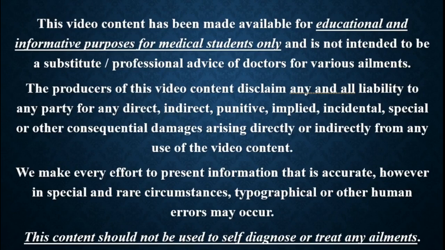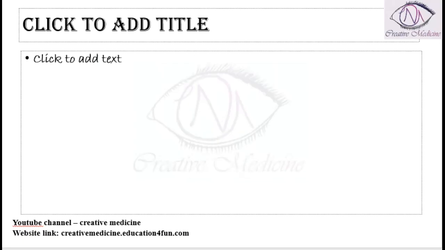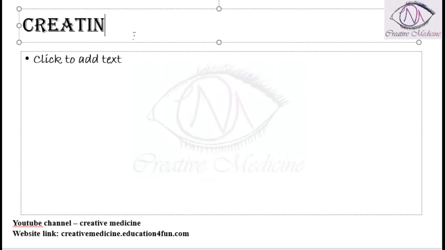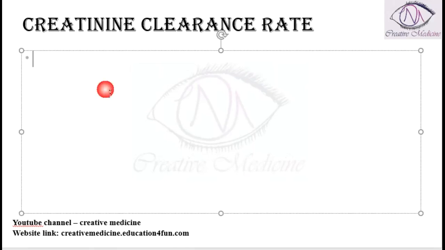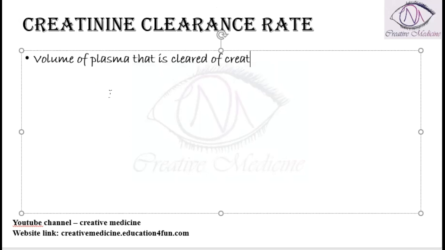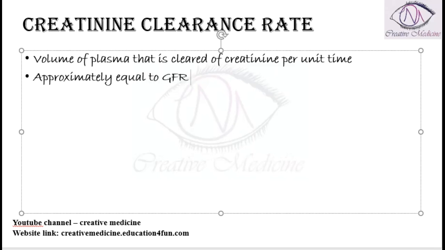In this lecture, we will learn about creatinine clearance rate. In the creatinine clearance rate, the volume of plasma that is cleared of creatinine per unit time is calculated. The volume of plasma that is cleared of creatinine per unit time is the creatinine clearance rate. It is approximately equal to GFR.